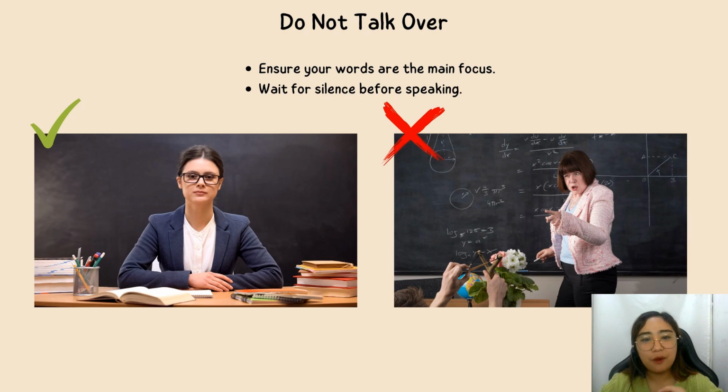When you say "do not talk over," you should ensure your words are the main focus. You should wait for silence before speaking. So, for example, you enter a very rowdy class. They're all talking and you're giving instructions. For example, "Please bring out 1/4 sheet of pad paper," but then the main focus is not on you. For example, they just had their Christmas vacation and they're telling their friends what they had experienced during that time. And then you as the teacher are giving already the instruction, but then the focus is on what they had on Christmas.